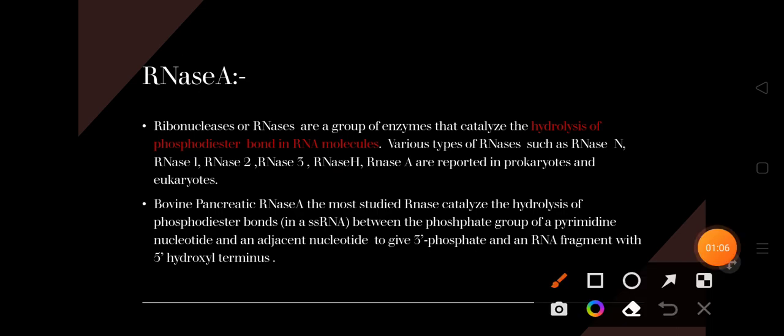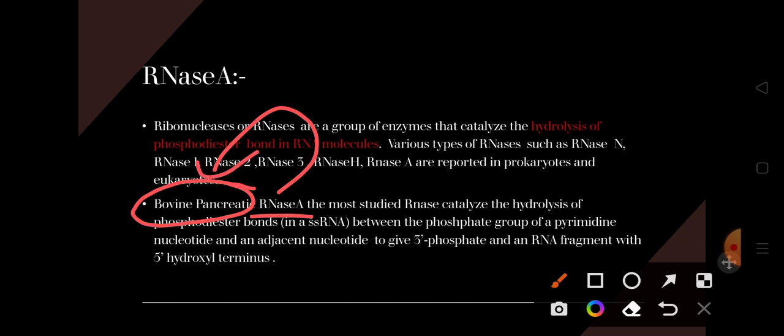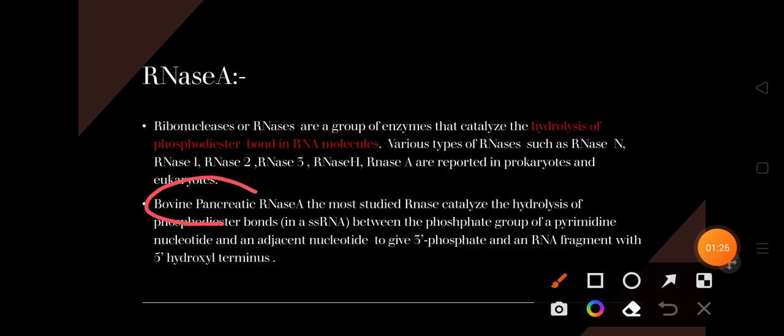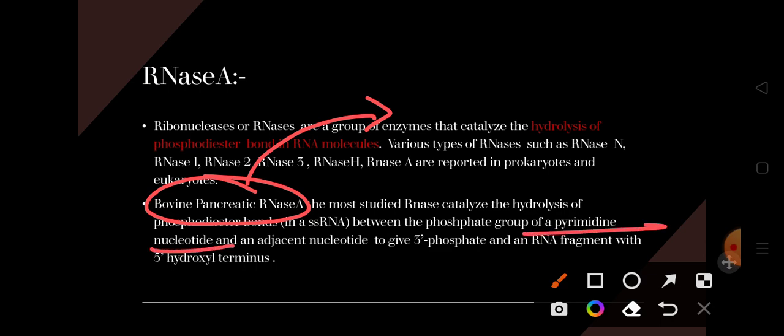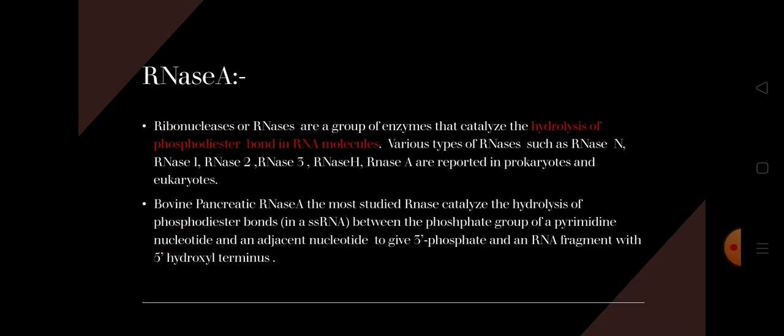The most studied ribonuclease is ribonuclease A. We have already discussed another experiment on protein folding with RNase A, which was isolated from bovine pancreas, and here also we are going to isolate RNase A from bovine pancreas. This bovine pancreatic RNase can hydrolyze the phosphodiester bond between two ribonucleotides, one of which should be a pyrimidine nucleotide, and it gives us a 3' phosphate and an RNA fragment with a 5' hydroxyl group. Let's see the mechanism of how this RNase works.